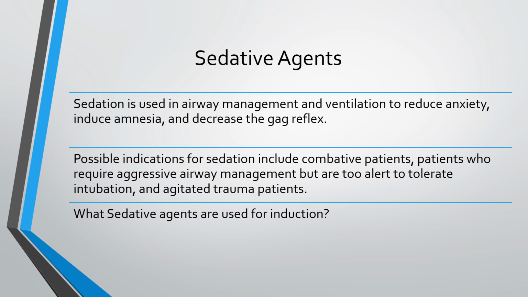And even when we talk about etomidate, it has some unique properties that don't make it act like our standard benzos that just affect GABA. So that being said, possible indications for sedation include combative patients who require aggressive airway management, are too alert to tolerate intubation, and agitated trauma patients. Remember, particularly with head injuries, many times these patients are altered due to the head injury. Other times, patients are altered due to hypovolemia or hypoxia from trauma and/or medical issues. And so sometimes we are intubating them for that reason.